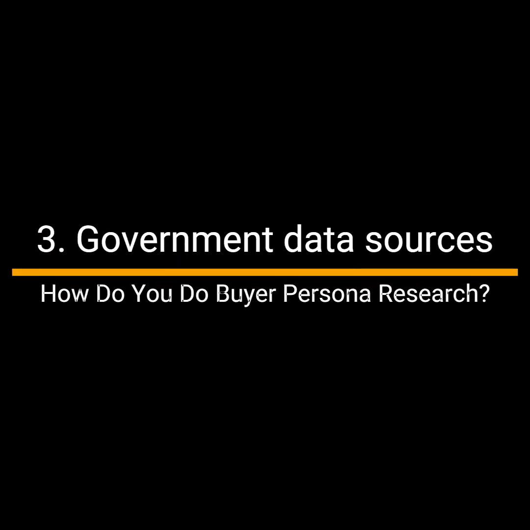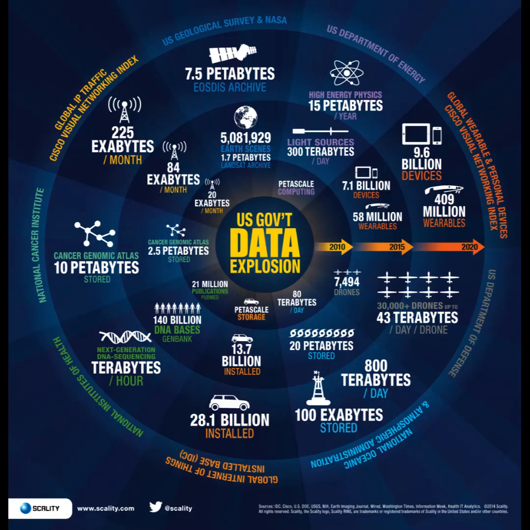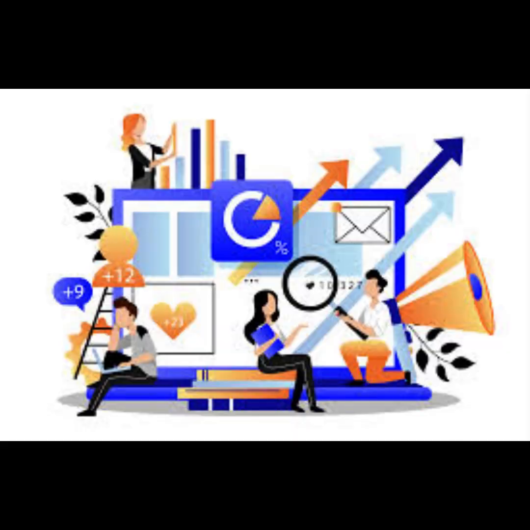3. Government data sources. Accessing publicly available data from government agencies, such as the Census Bureau or Bureau of Labor Statistics. This data can provide information about demographics, economic indicators, and market trends. 4. Industry research. Collecting data through market research reports by organizations like Gartner or Forrester, industry publications, and competitor analysis tools. Though this data can be costly, it offers insights that go beyond what businesses can gather from their own audience.